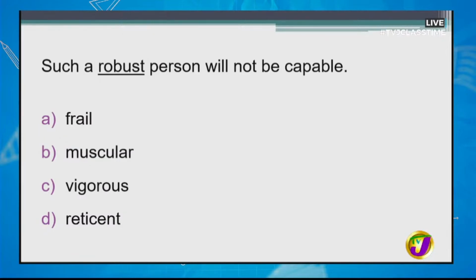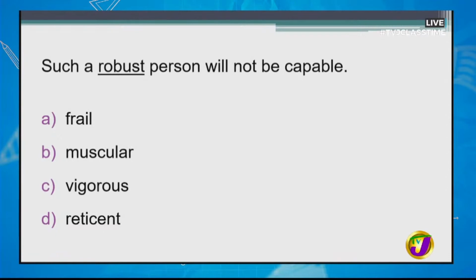All right, let's look at the next sentence. Such a robust person will not be capable. Robust. Even if you don't know the word, what kind of image does robust convey to you? Think of the word and what it might be associated with. Robust. Ready to think? All right.